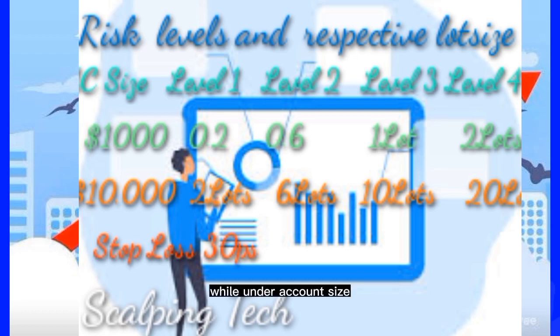While under account size of $10,000, the lot size under level 1 will be 2 lot size, and level 2 will be 6 lot size, and level 3 will be 10 lot size, while level 4 will be 20 lot size. So under the account size of $1,000, 2 trades is expected, while under account size of $10,000, 3 trades is expected to open, with the exception of gold instrument. And this illustration is for scalping techniques.